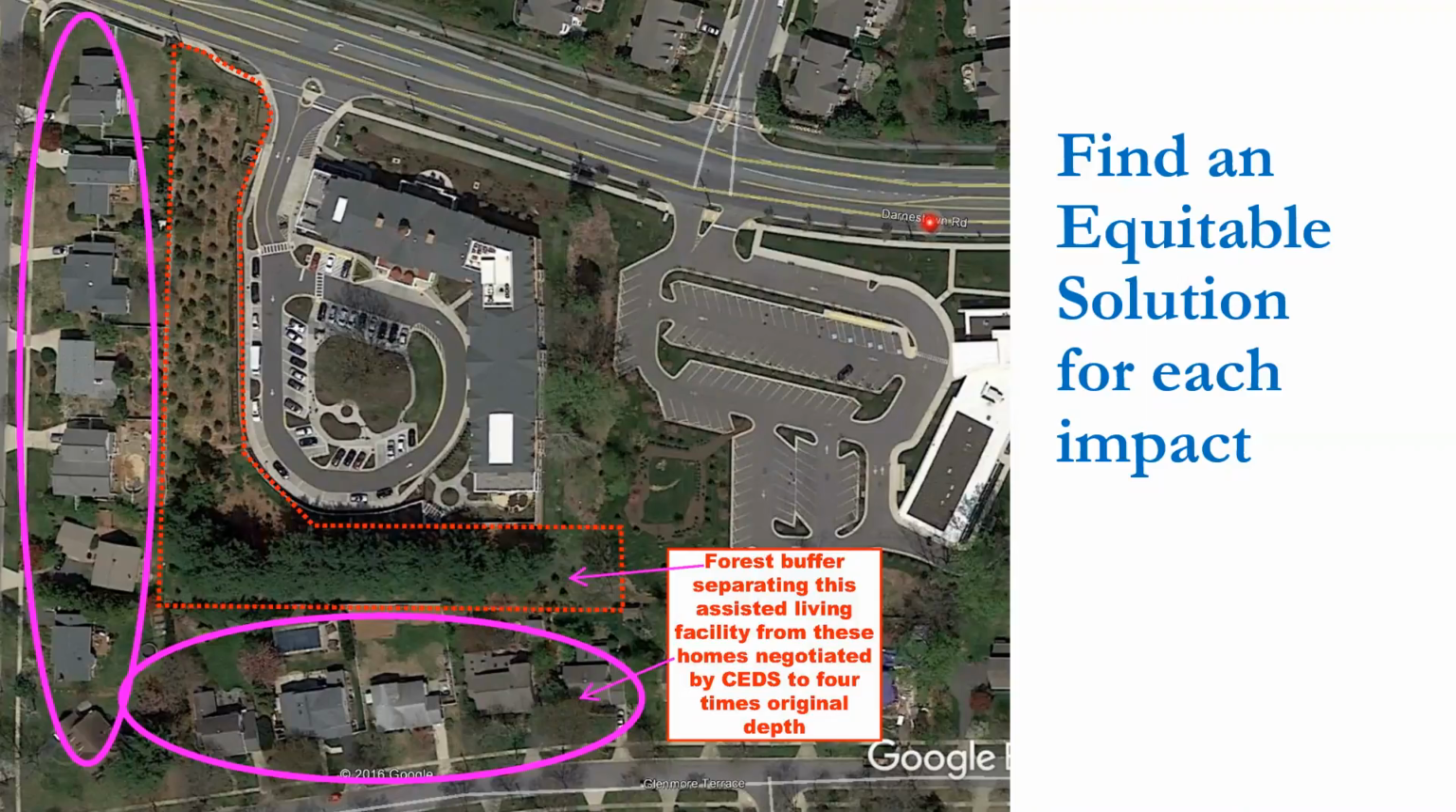In the case of this assisted living facility, adjoining homeowners got a much deeper forest buffer. This success was made possible because the community supported the applicant's request to exceed normal height limits. The taller building had a smaller footprint. With less ground taken up by the building, the buffer could be much deeper.